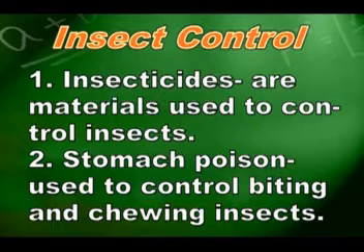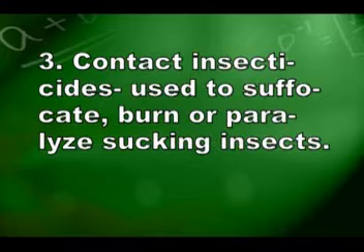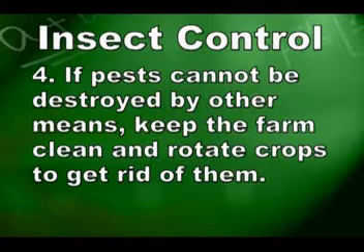Insect control. Number one, insecticides are materials used to control insects. Number two, stomach poison is used to control biting and chewing insects. Number three, contact insecticides are used to suffocate, burn, or paralyze sucking insects. Number four, if pests cannot be destroyed by other means, keep the farm clean and rotate crops to get rid of them.